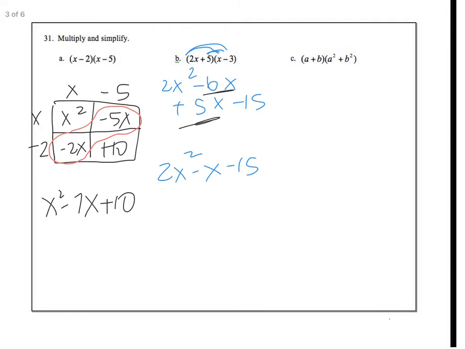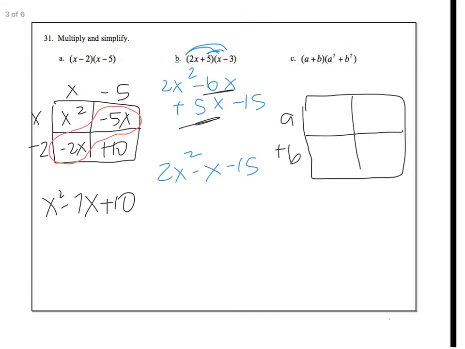Alright, and I'm going to do the box for the last one. Remember, it doesn't matter which one goes where. So a times a squared, a cubed. A times b squared is just ab squared. A squared times b is a squared b. And then we have b and b squared, so b cubed.